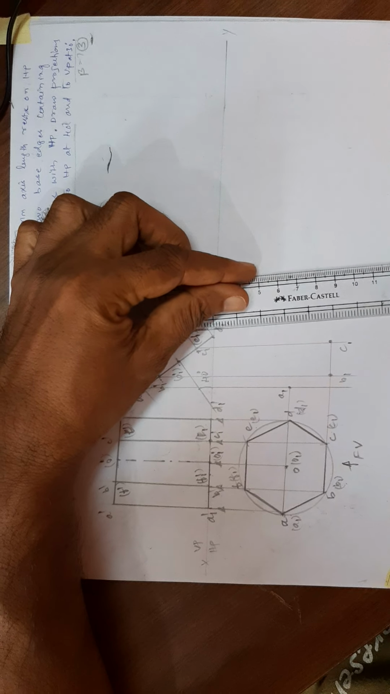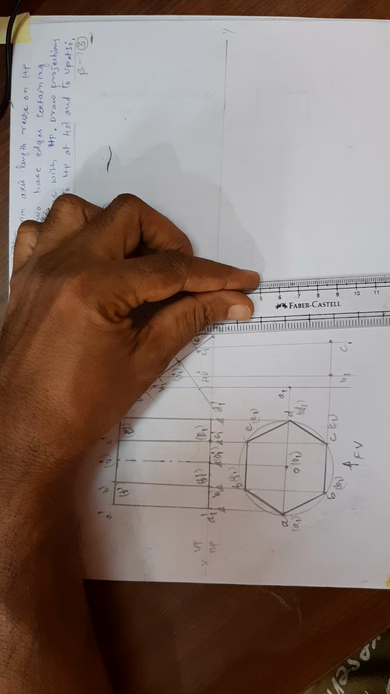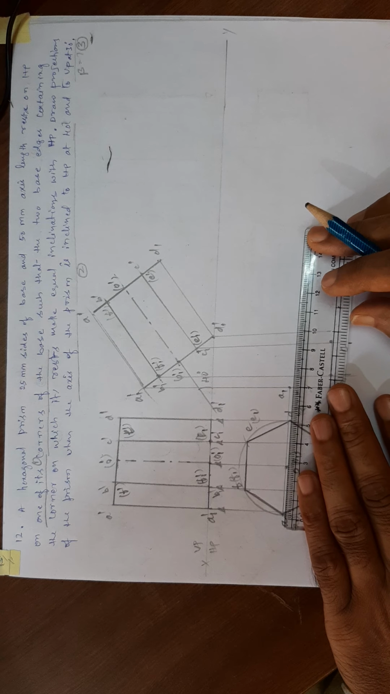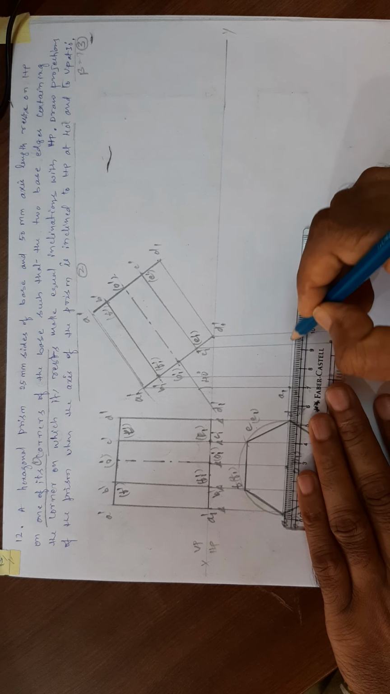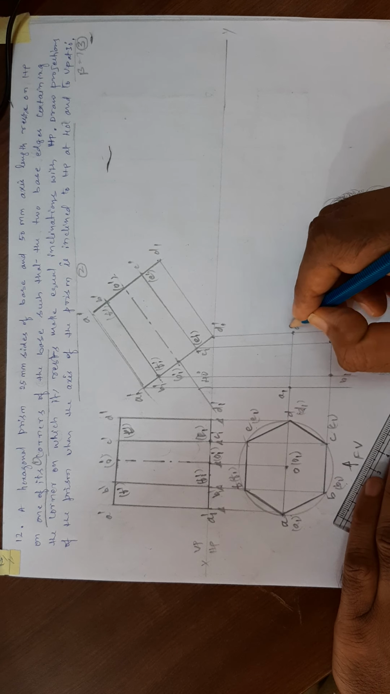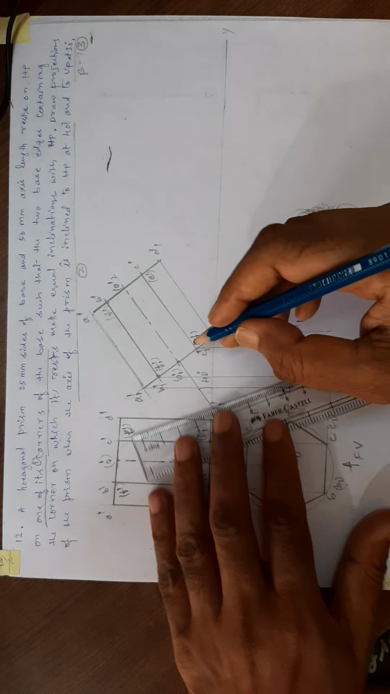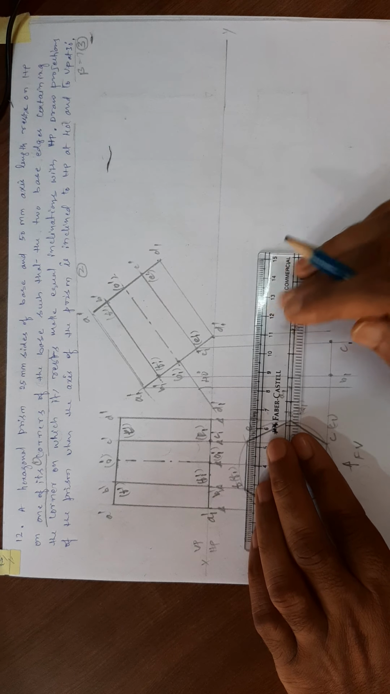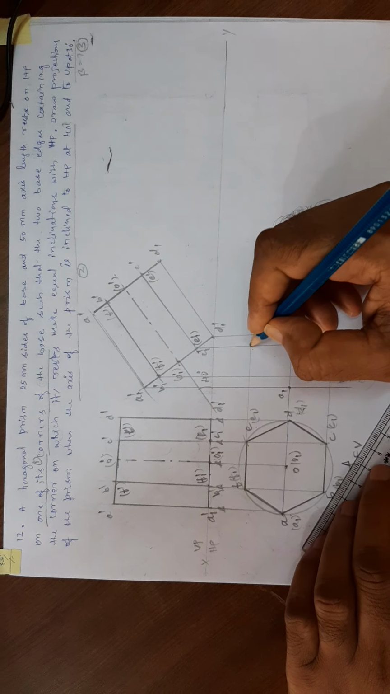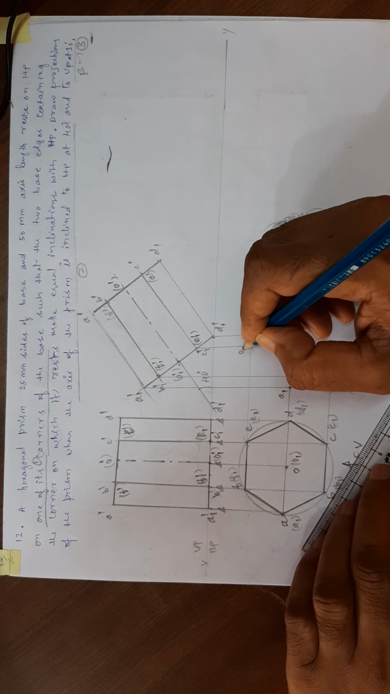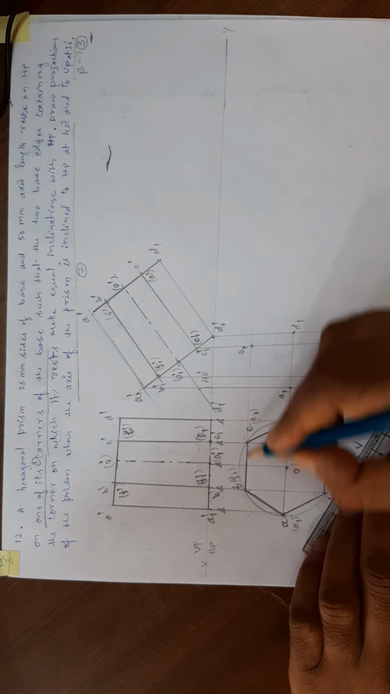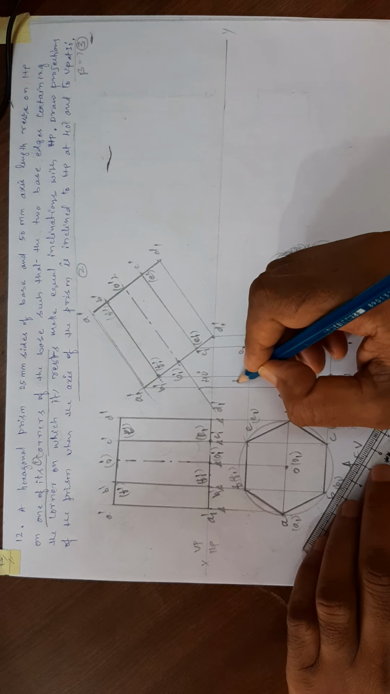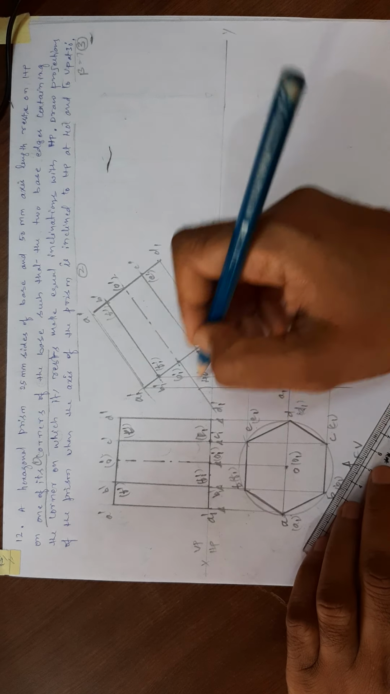Next, vertical projector line from D1 dash and horizontal projector line from D1. Now see, this is D1. Similarly, vertical projector line from E1 dash, horizontal projector line from E1. Now this point is E1. Next, vertical projector line from F1 dash, horizontal projector line from F1, and you will get F1. So the bottom points are over.